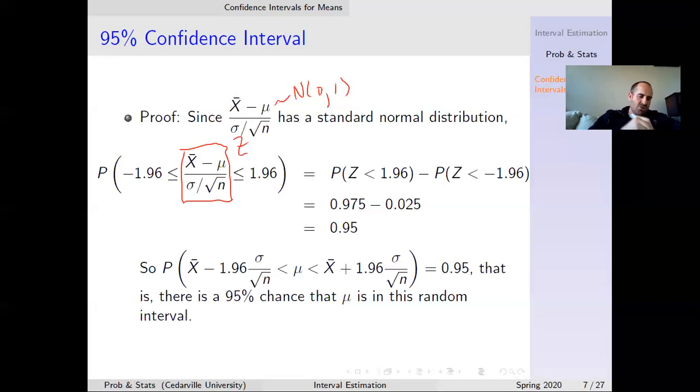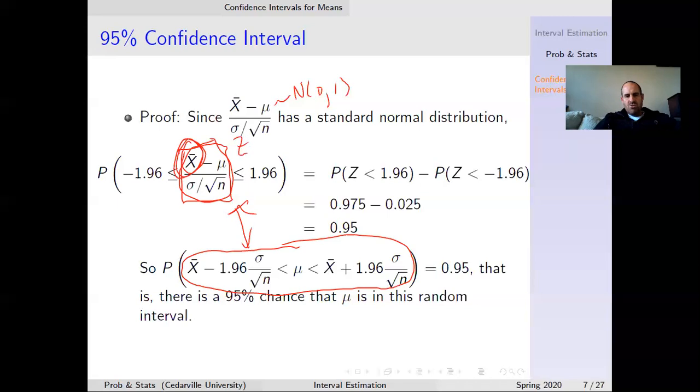and you get 0.95. So you get that this quantity right here is random, and the reason it's random is because of x bar. Everything else is fixed. X bar is the random thing. So the probability that that random thing falls in that range is 95%. And if you rearrange this, it's saying exactly the same thing as this. You just shift stuff around, multiply through by the standard deviation sigma over the square root of n, move x bar to the outside and isolate mu in the middle.